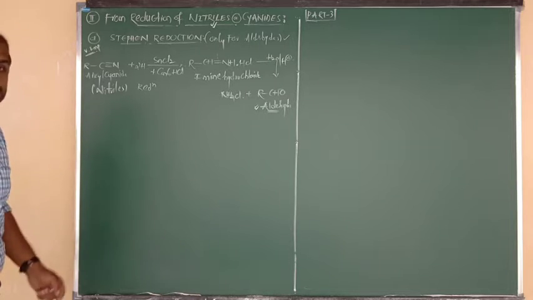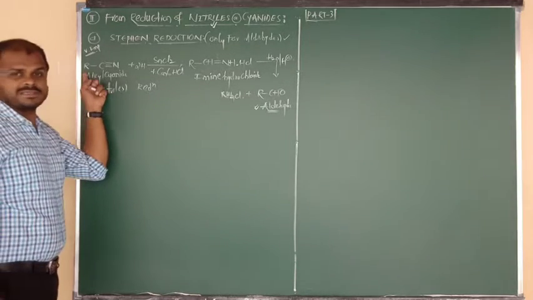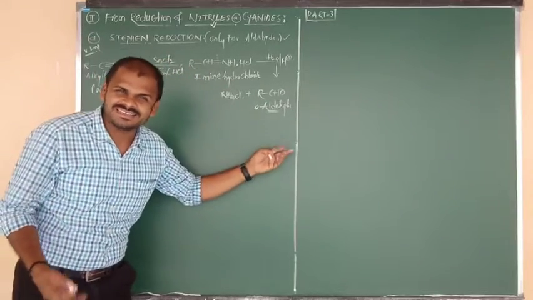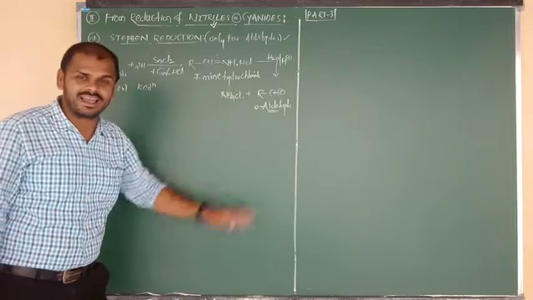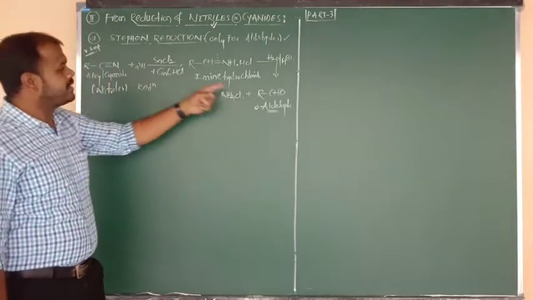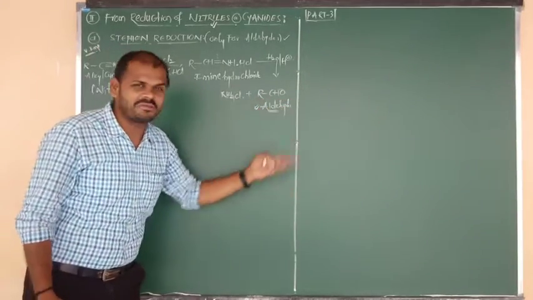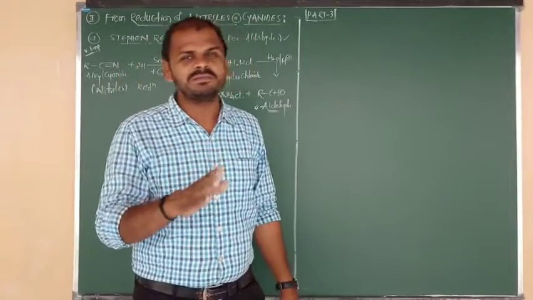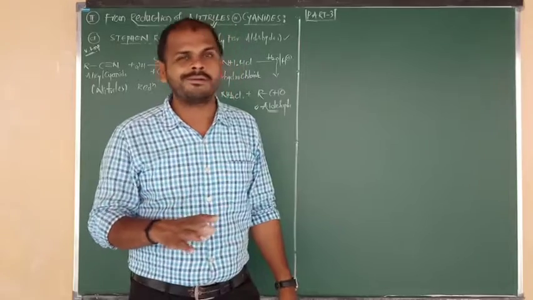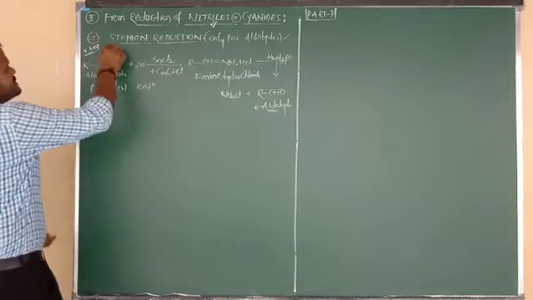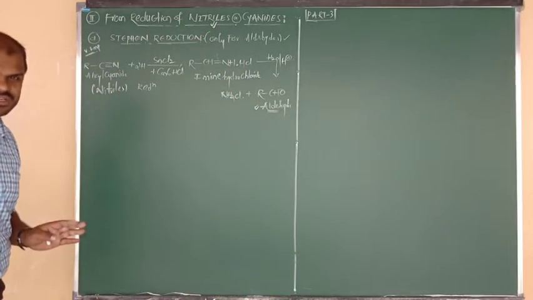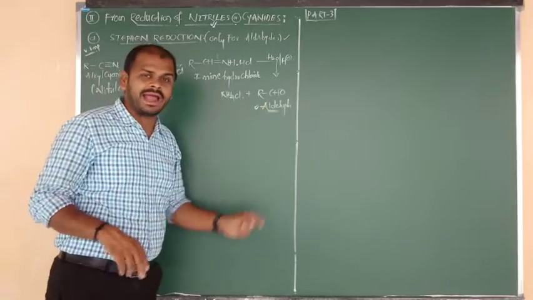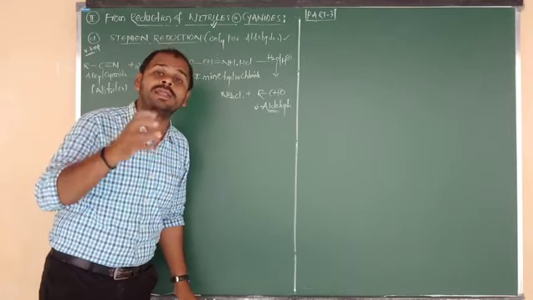Now I am going to write the example. R replaced by CH3. The answer is acetonitrile, I mean acetaldehyde. R replaced by benzene, here also R replaced by benzene. Benzene bonded to CH2. Your answer is nothing but benzaldehyde. So all types of aliphatic and all types of aromatic aldehydes we can prepare by using the method nothing but Stephen reduction. So you must write 2 examples: one for the preparation of aliphatic aldehyde, one more for the preparation of aromatic aldehyde.